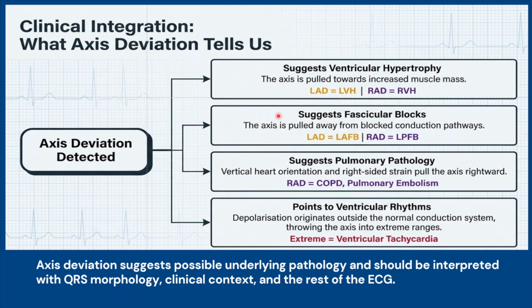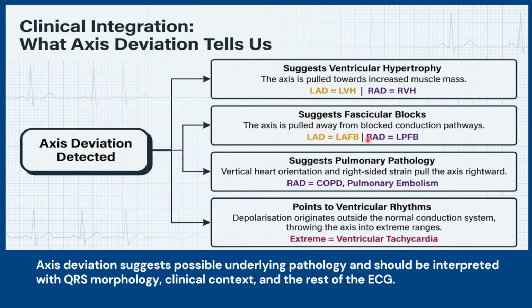We get a brief idea about how axis deviation can point at abnormalities and underlying pathologies in the heart. Of course, this should be interpreted with QRS morphology, clinical context, and the rest of the ECG. It could suggest ventricular hypertrophy. In left ventricular hypertrophy, we find left axis deviation. In right ventricular hypertrophy, we find right axis deviation.